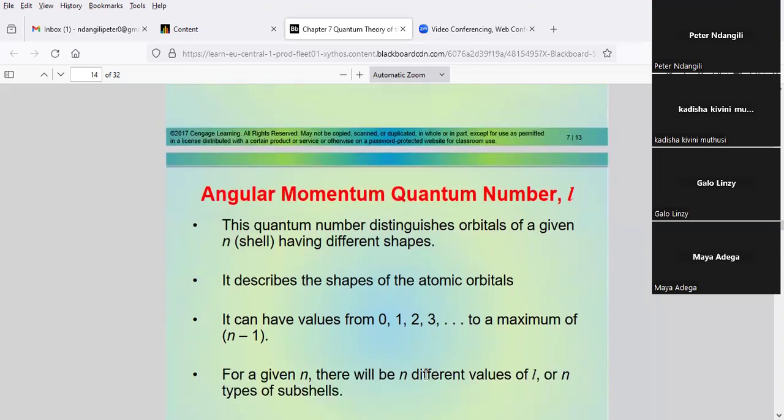What does it therefore mean? The values of L will come from the values of n. And L is going to be from 0 all the way to n minus 1.